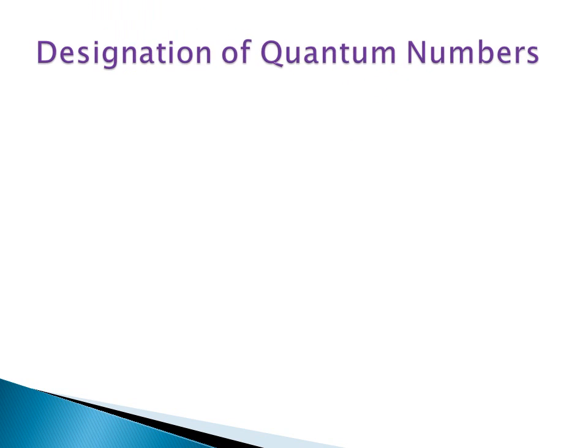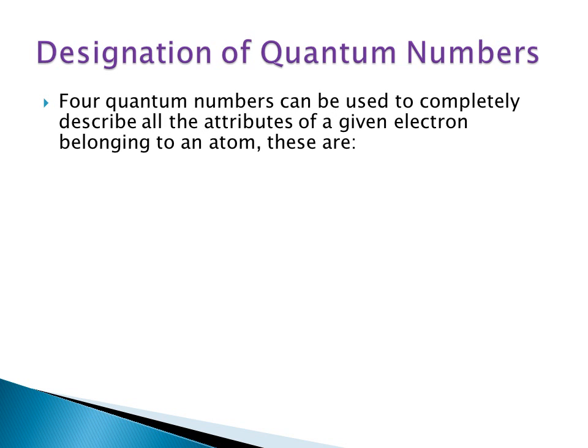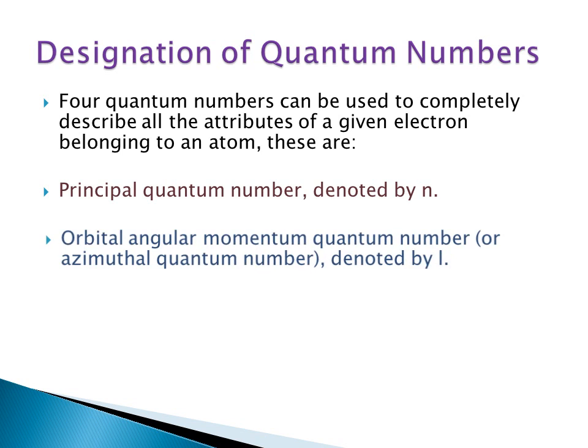Now we will study the designation of quantum numbers, that is, in which letter these 4 quantum numbers are designated. The 4 quantum numbers can be used to completely describe all the attributes and characteristics of a given electron belonging to an atom. For example, the first quantum number, the principal quantum number, is denoted by small n.